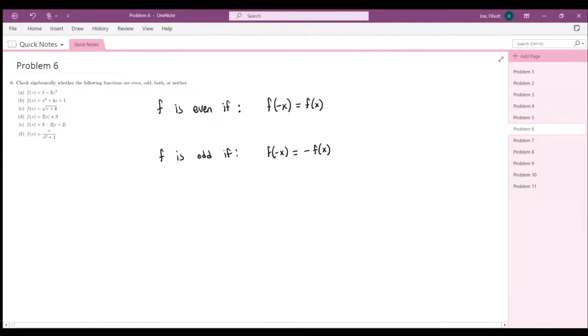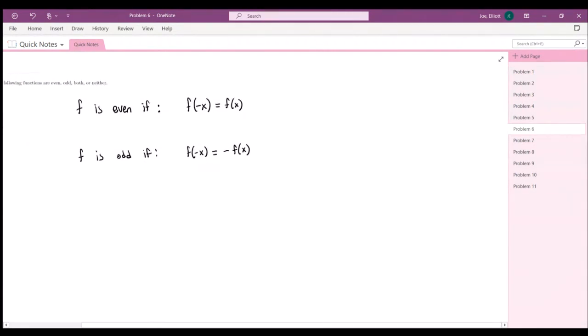Now, although it's not important for this problem, it's good to be able to recognize whether a function is even or odd from a graphical perspective. If a function is even, then its graph will be symmetric about the y-axis. So it'll be something like this. As for an odd function, the graph will look something like this. It'll be similar to the graph of the cubic function. So here's one example of what an odd function would look like, okay?